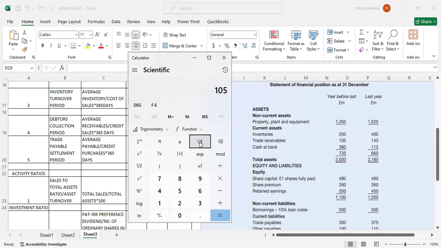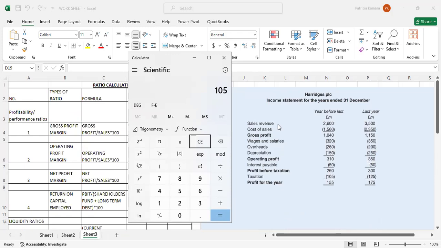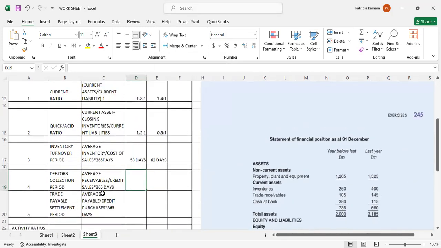Where the question makes it obvious, you can go on and use the credit sales figure. Where it is not provided, kindly use the sales revenue figure. Sales or revenue can sometimes be used together, separately, or interchangeably. So 105 divided by 2,600 for 2022 times 365. It takes us 15 days. That's how long they take to pay us.